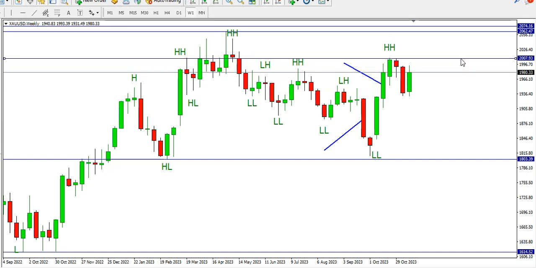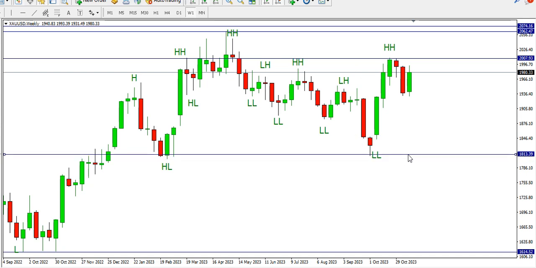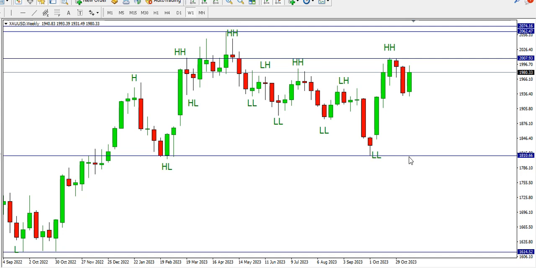leaving behind two structural points. This is the first structural point, and this is the second structural point. So we have two fresh structural point levels. We have the 20.07 level, and we have the 18.10.66 level. But this 20.07 is likely to be broken. Okay, but let's see how it goes. But that's that for the weekly time frame.